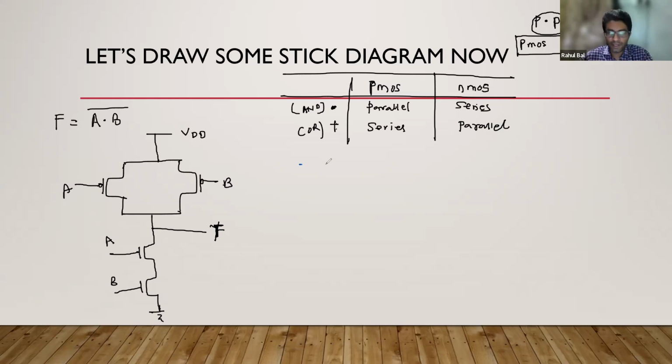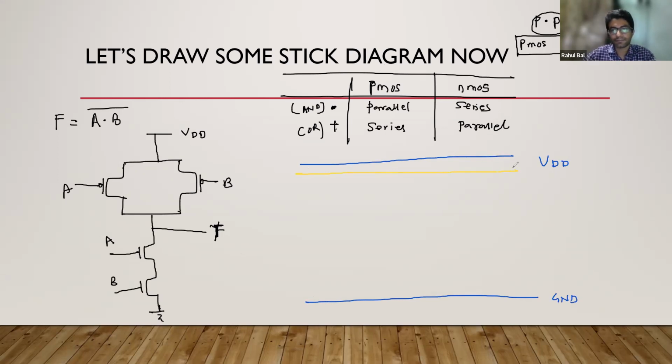So we'll take two blue lines, one for VDD, one for ground. Then we'll take two diffusion lines. For P-type diffusion, we'll take a yellow line. For N-type diffusion, we'll take a green line. Okay, so for P diffusion, N diffusion, like this.